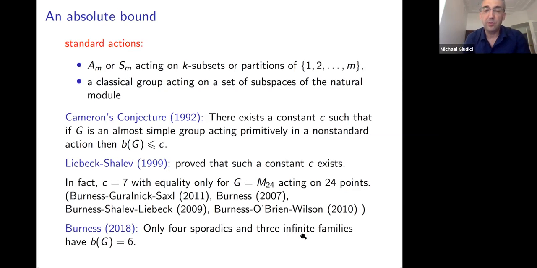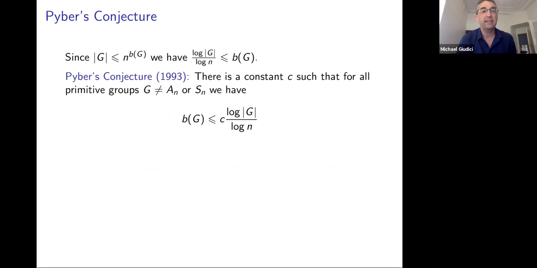Okay, I suppose the 3 infinite families, you could sort of say they're like a standard action because they're actually an exceptional group in a parabolic action, but that's something else. Okay, so that's for the almost simple groups. Now, I suppose for primitive groups, there are many other primitive actions. There are affine actions, product actions, diagonal actions. So what about a general primitive permutation group?